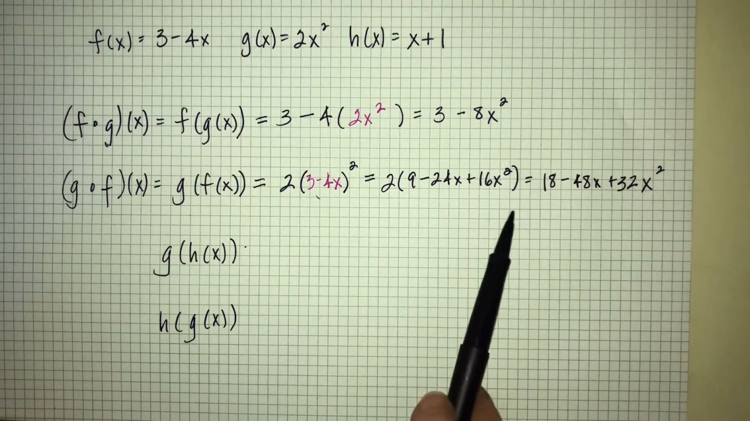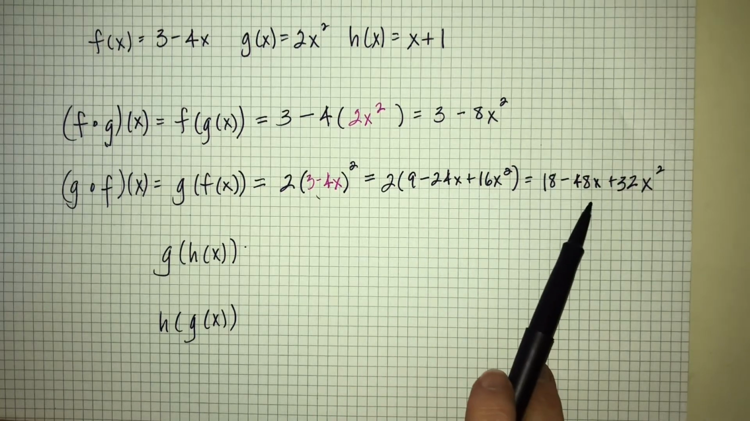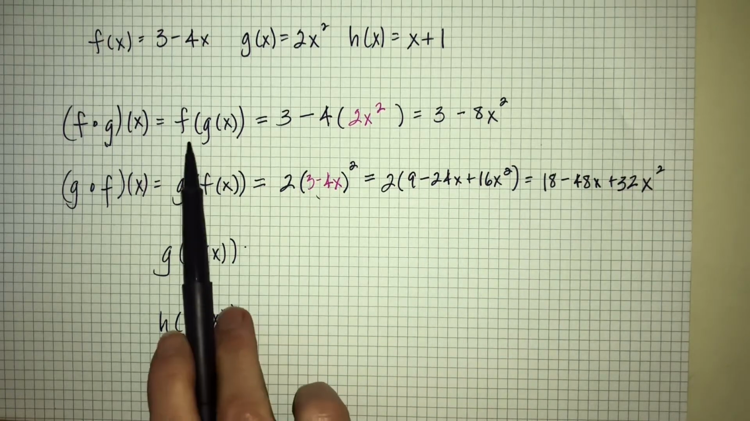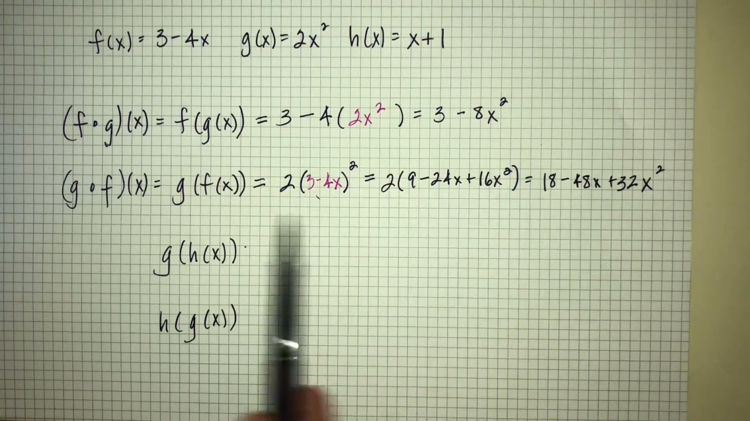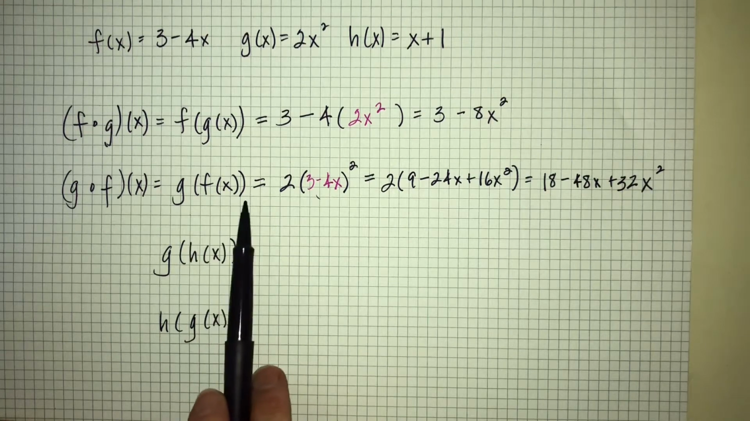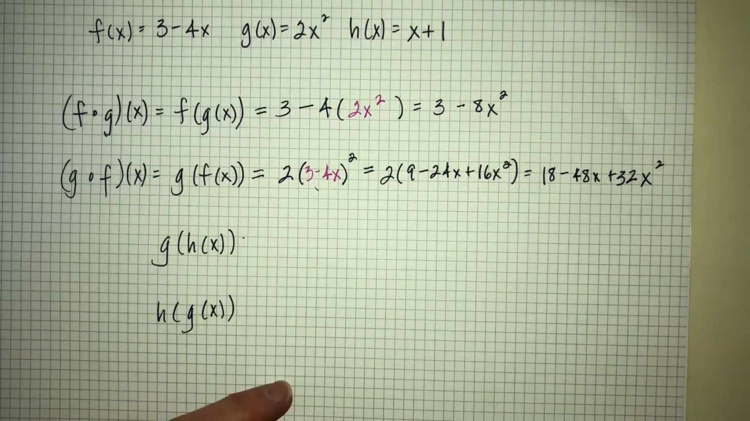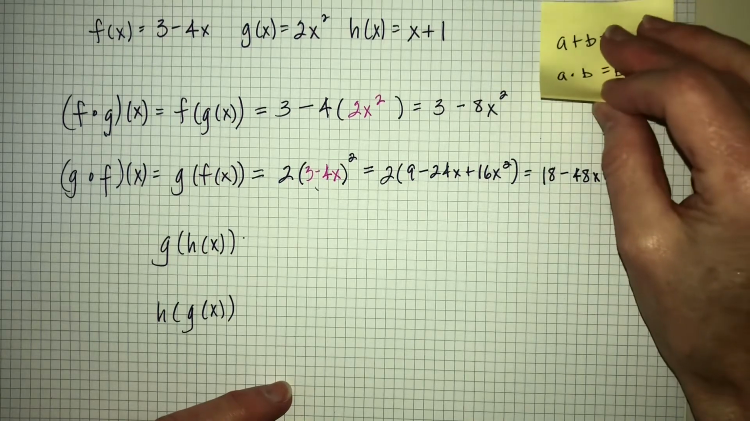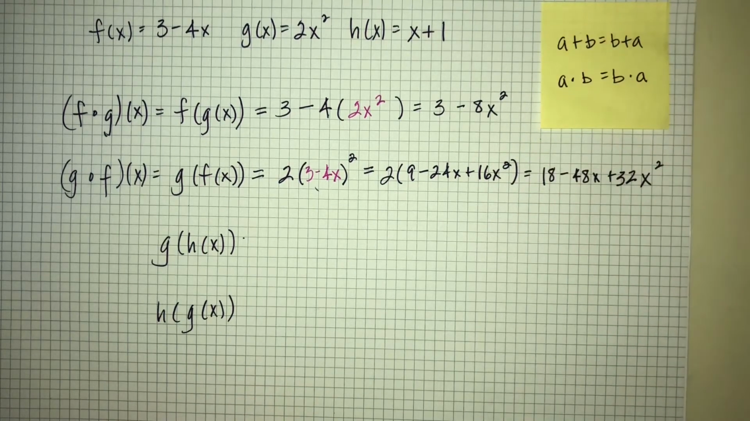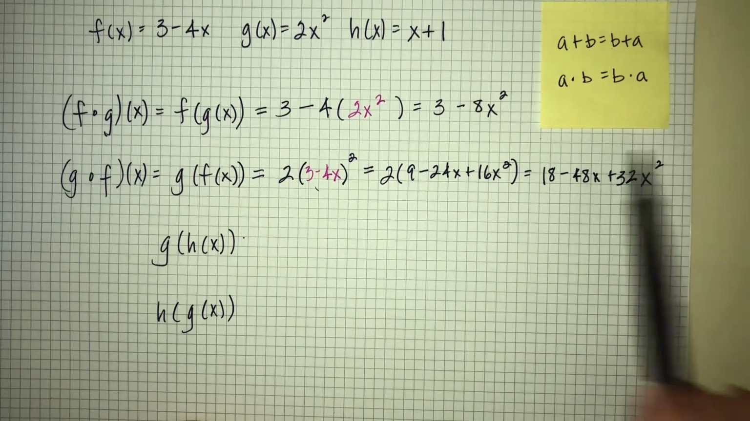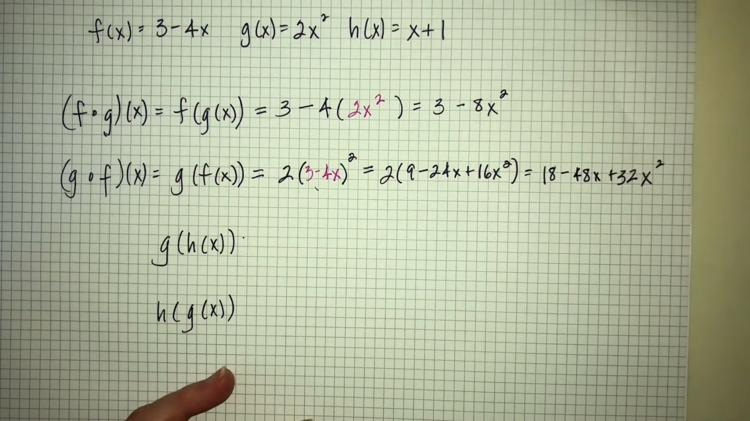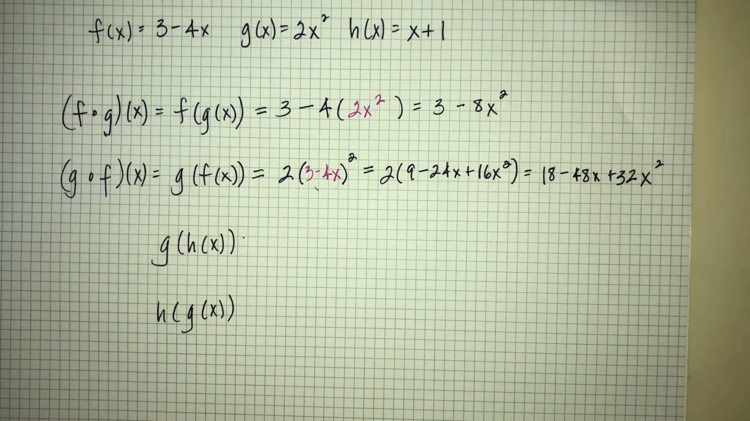Now, looking at these, one thing that stands out is that when I compose f of g of x, I get a different answer than when I compose g of f of x. So I point that out to show that composition of functions is not commutative. So recall that addition and multiplication are both commutative, but we don't have that in composition of functions. They're not commutative. So please keep that in mind.